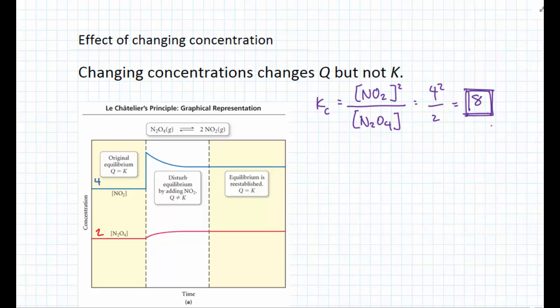In each case, here on this page, we're going to do something to screw up that equilibrium, but it's going to adjust, and that Q is going to bring itself back to 8 again, because that's where the equilibrium lies. So what we're going to do in this first case, we're going to disturb the equilibrium by adding NO2. We're going to go from 4 to, let's pretend, 5.